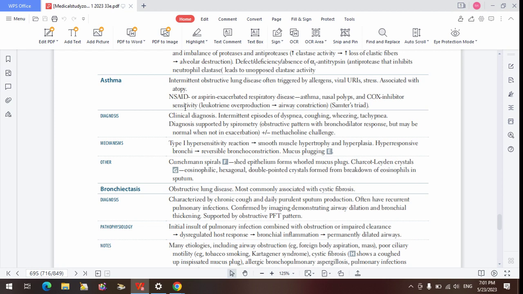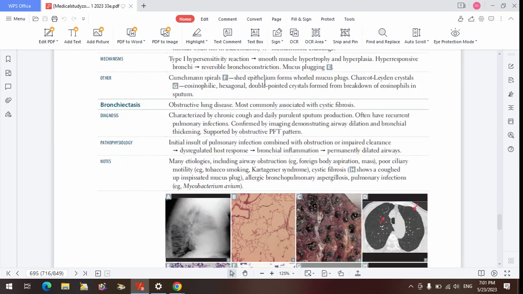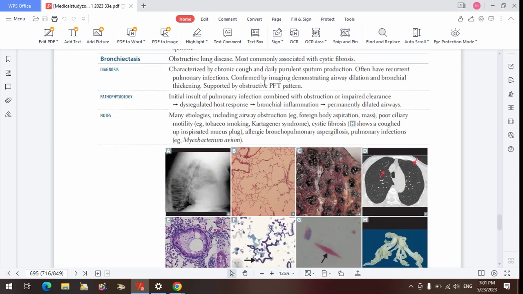So there's a dose, but I don't think we should worry about the dose. I can't really remember it now. So that's all about the methacholine challenge test. The dose of methacholine that is going to bring about the obstructive pattern is going to be smaller than that of the normal individual. Okay, so bronchiectasis.